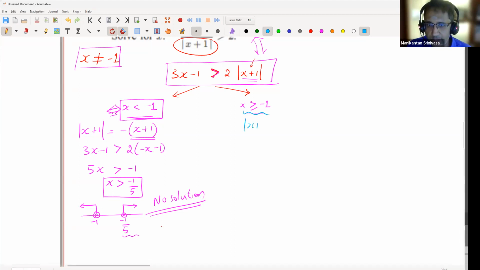Okay, now x is greater than or equal to -1 is the other part. So in this case, we know mod of x plus 1 will be just x plus 1 because x plus 1 is positive anyway, right?